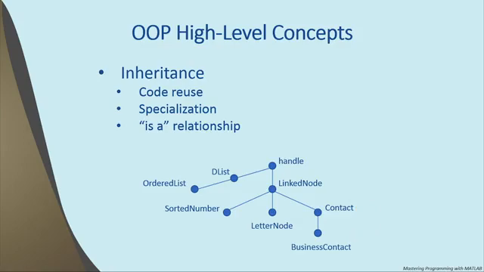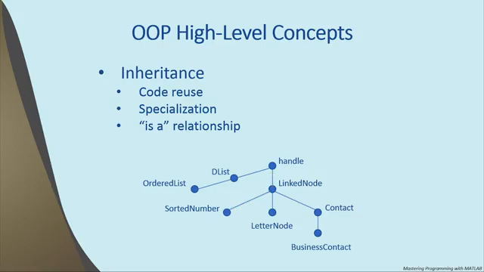This tree specifies a so-called is-a relationship. You can say, for example, that sorted number is a linked node, and that linked node is a handle. And the is-a relationship is transitive, which means that sorted number not only is a linked node, but is a handle also. This is-a relationship highlights a crucial advantage of object-oriented programming.